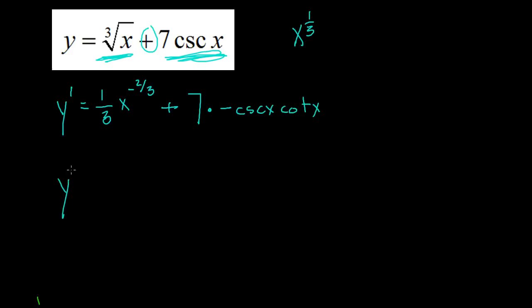All right, now I just got to clean this all up. First off, I don't like negative exponents, so I'm going to move that to the bottom as x to the positive 2/3. And then 7 times the negative is going to make a minus 7 cosecant x cotangent x. And that's about as clean as I could get this. So not too bad, kind of an ugly answer, but it is at least the derivative.